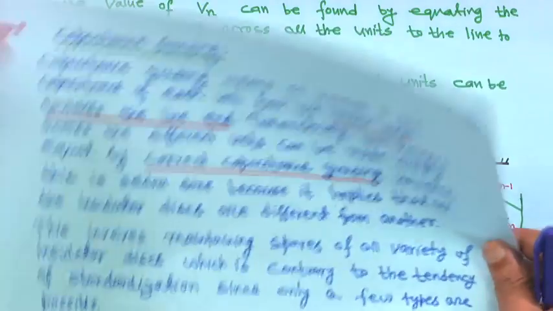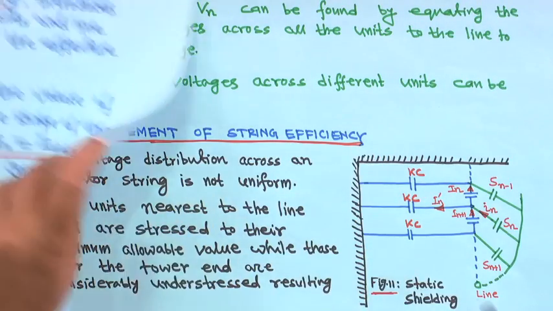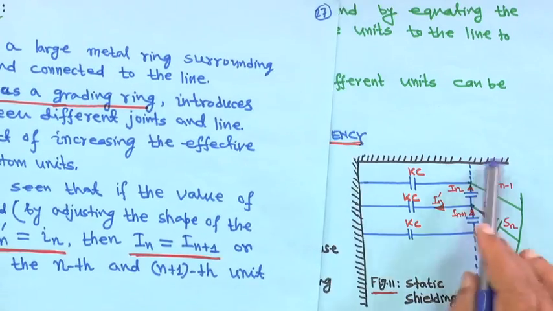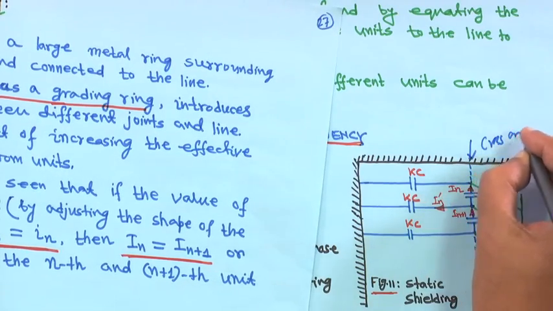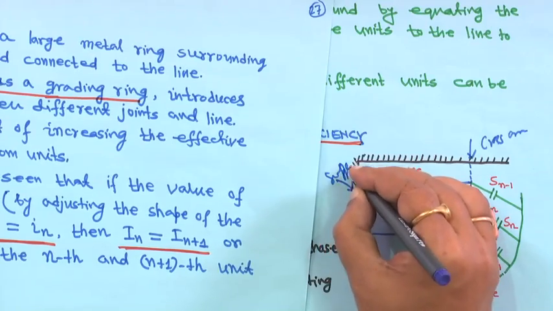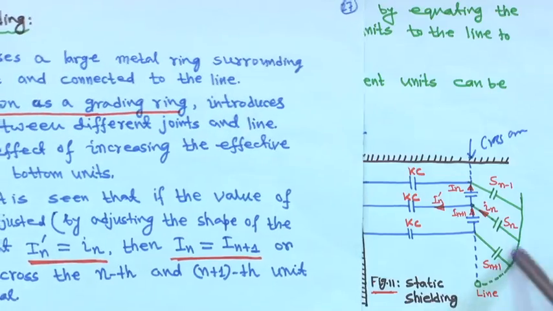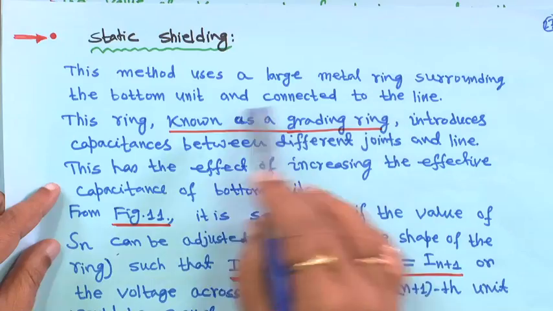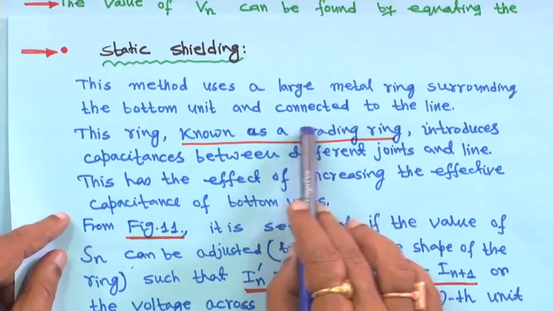Therefore, one method is there, that is called static shielding. This figure 1 actually, now look at this figure 1, is static shielding. So, here this is your cross arm, and this is your support, that is the tower, right. So, what is that? This is called static shielding. What is done actually? This method uses a large metal ring surrounding the bottom unit, here it is, the bottom unit, and connected to the line.